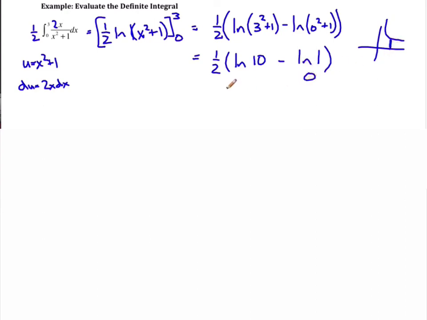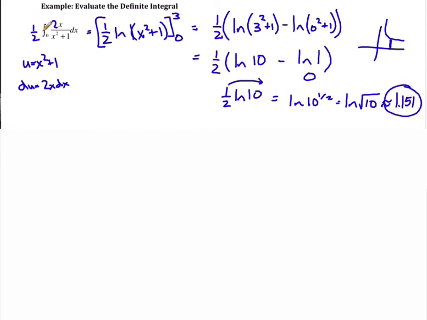So we're left with 1/2 times the natural log of 10, and remember the exponent can come up here, so this is really natural log of 10 to the 1/2, which is the natural log of the square root of 10. And either way, if you put this into your calculator, you're going to get about 1.151. Okay, so that's how we're going to evaluate our definite integrals using natural logs.